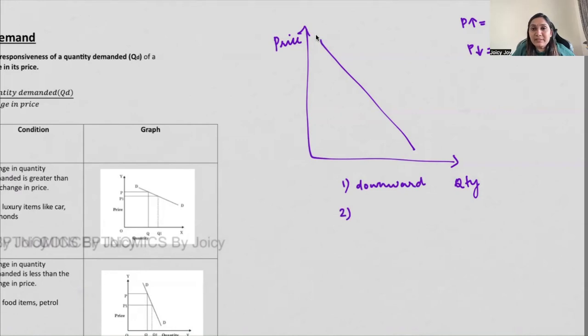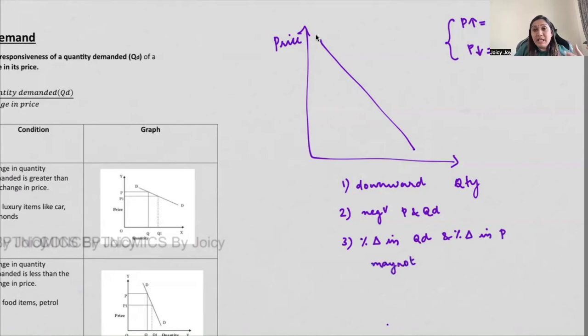The second feature of demand curve is that it shows a negative relationship between price and quantity demanded. That is what we have said. When price increases, quantity demanded decreases, and when price decreases, quantity demanded increases. Now, the third feature, which we have discussed already, but we haven't gone into detail, and I said I'll be discussing this when we discuss elasticity, was that the percentage change in quantity demanded and the percentage change in price may not be the same. It may or may not be the same.